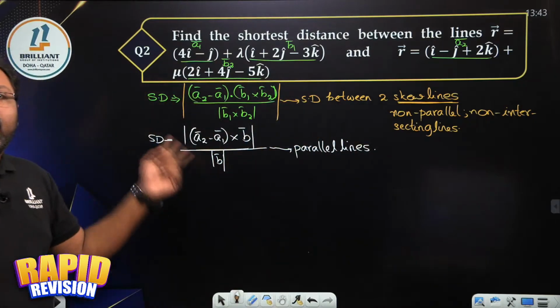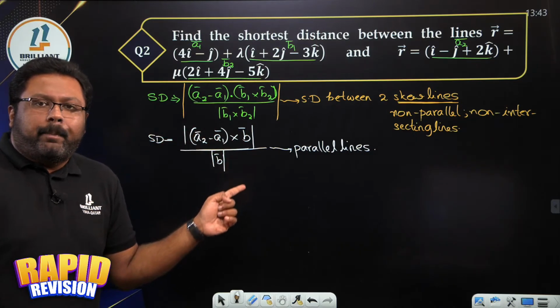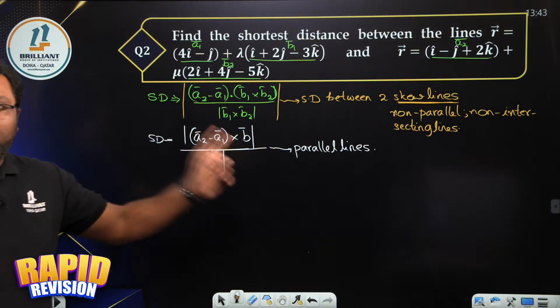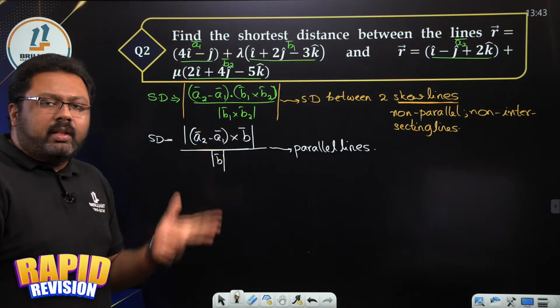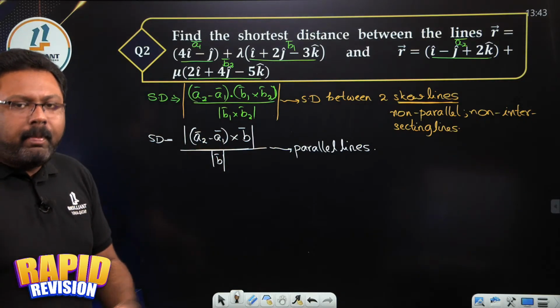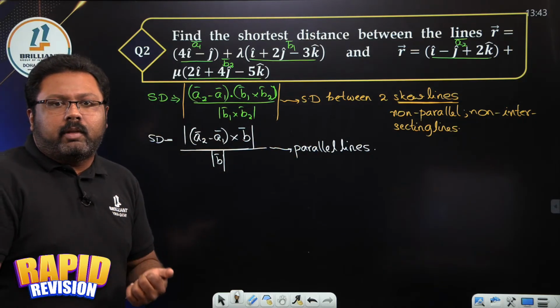Keep in mind, very important, the most expected question for you people in this year's board exam from 3-dimensional geometry, shortest distance between 2 lines. Somewhere or the other, maybe inside a 5-mark question, maybe in a 2-mark question, they could simply ask you, what is the shortest distance between 2 lines?